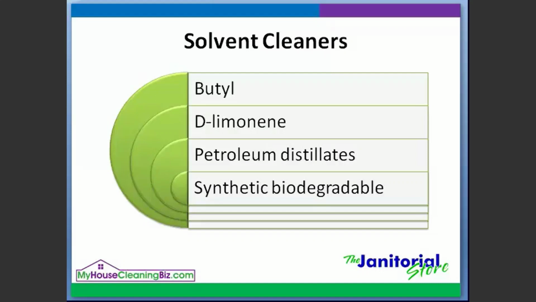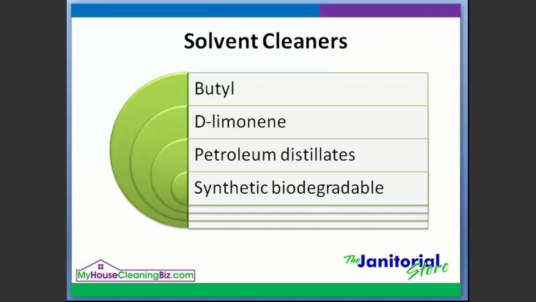D-limonene solvents are derived from orange peel extracts. This has been a commonly used solvent for rapid penetration of organic and baked-on soils. Petroleum distillates. This type of solvent is designed to remove greases and oils from surfaces where water cannot be tolerated. An example of where you would use this type of solvent would be metal surfaces, like a motor.